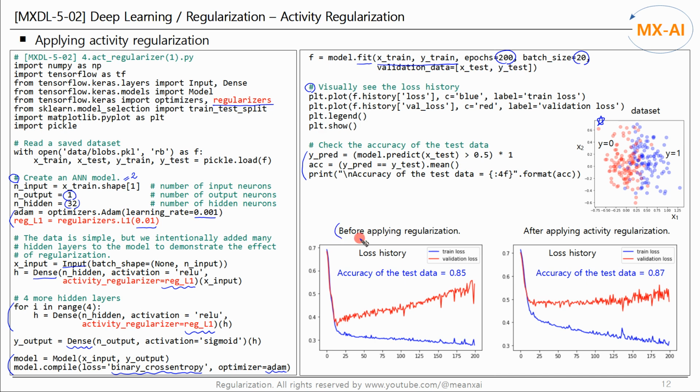The results without applying regularization are as follows. You can see that the validation loss is increasing. That is, the data is too simple, but the model is too deep, resulting in overfitting. The results after applying regularization are as follows. The validation loss still increases slightly. The possibility of overfitting still exists. If your goal is to prevent overfitting, I think weight and bias regularization would be more effective than activity regularization.